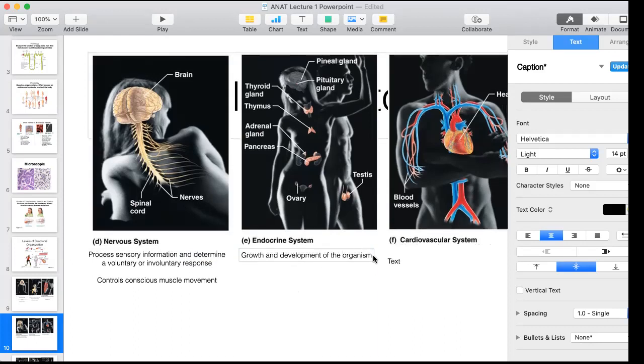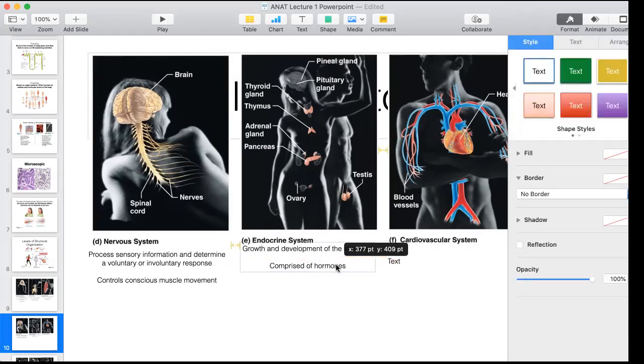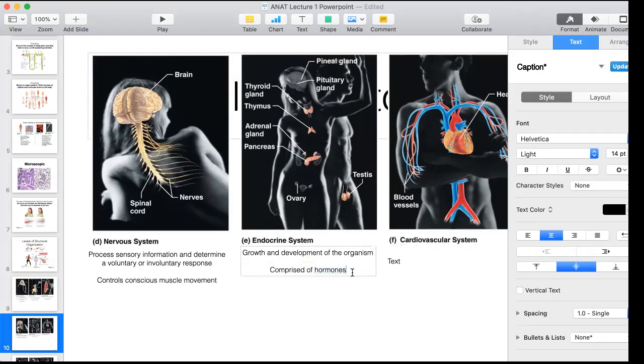But anyways, the endocrine system was once called the ductless gland system. Now it's called the endocrine system. And what it does is it secretes hormones. And hormones are signal molecules that travel through the blood, meaning that they can affect multiple organ systems because the blood goes to every single cell.